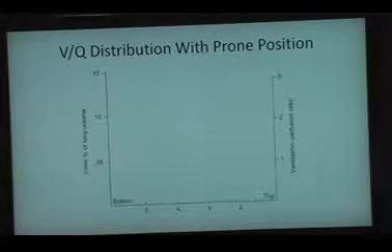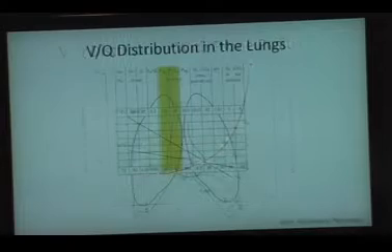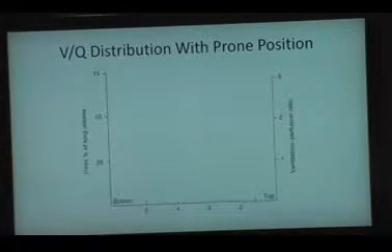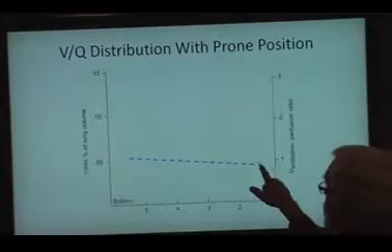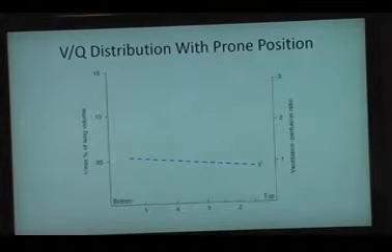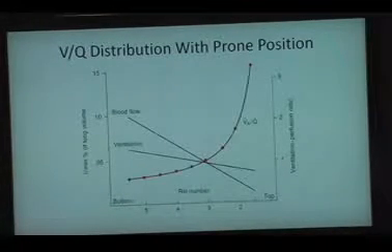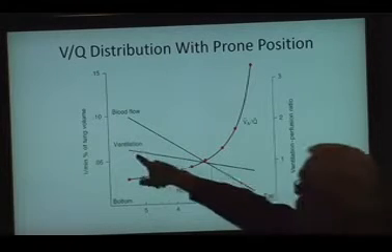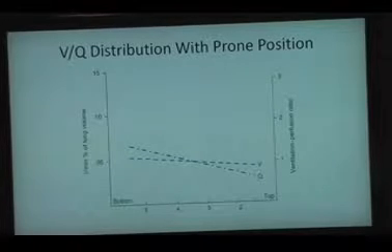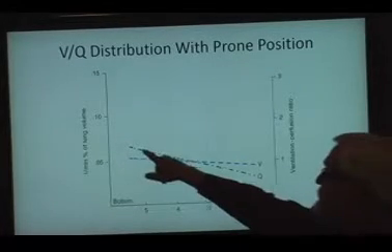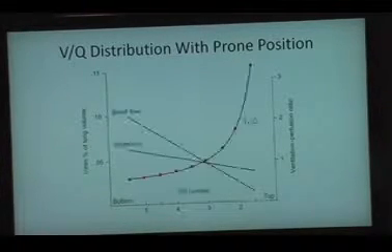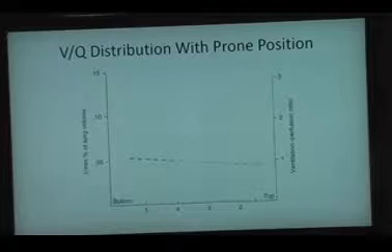It turns out that if you go from an upright position, so this is an upright position, to a prone position, now the gradient in ventilation from the bottom of the lungs to the top of the lungs is much less. So compare that to here. Big change in ventilation here, lesser change in ventilation here. Also in the prone position, there's a less steep change in blood flow from the bottom of the lungs to the top of the lungs. So compare here to here.